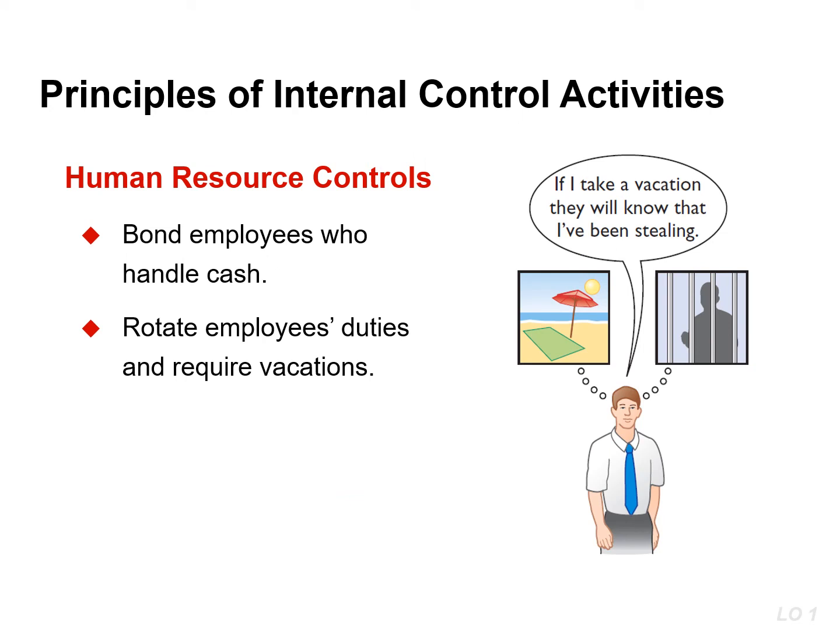Human resource controls include bonding employees who handle cash. Bonding involves obtaining insurance protection against theft by employees. A movie theater can bond their cashiers. Another control activity is to rotate employees' duties as well as require employees to take vacations. These measures deter employees from attempting theft, since they will not be able to permanently conceal their actions.